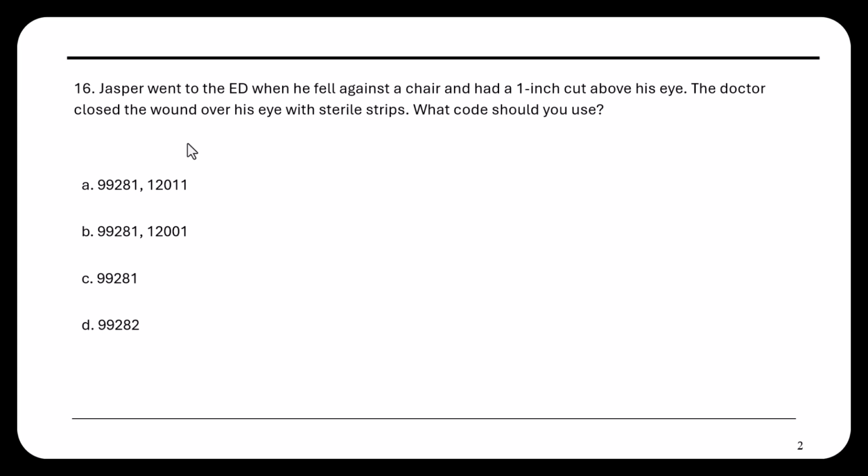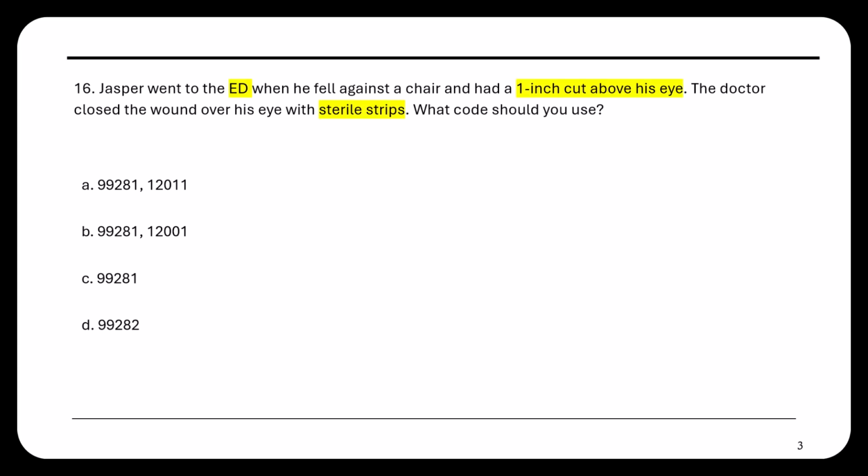So what that says to me is that I don't need A or B. There are two codes there, the simple closure and the intermediate closure, that I don't need because these were steri-strips, they weren't stitches. So I need to look at 99281 and 99282. Well, 99281, oh, I forgot to do our keywords. Isn't that awful? ED, sterile strips, one cut above the eye.